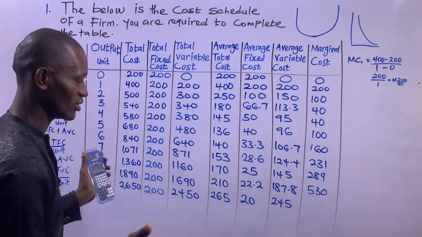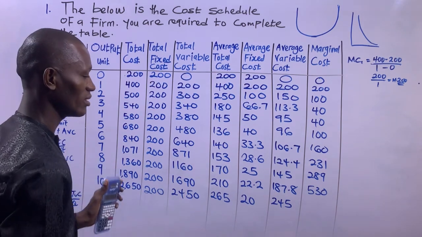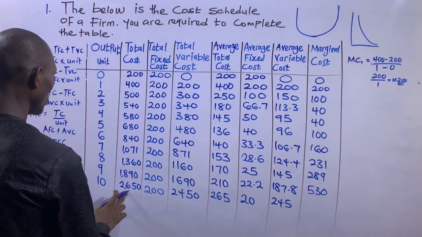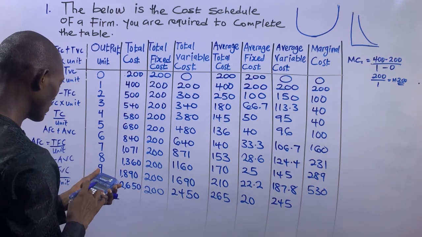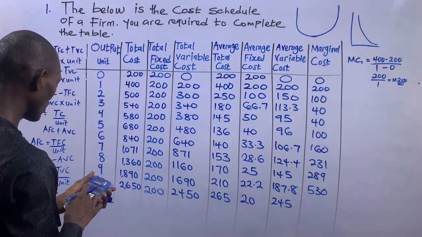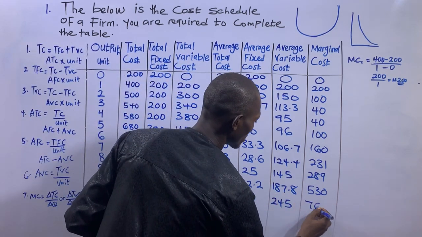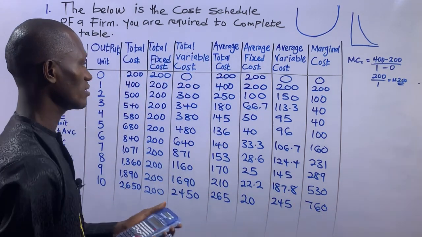I believe, I just hope, because I'm trying to take it little by little, slowly. Then the last but not least, 2650 minus 1890 divided by 10 minus 9. That gives us 760. So this is the marginal cost.